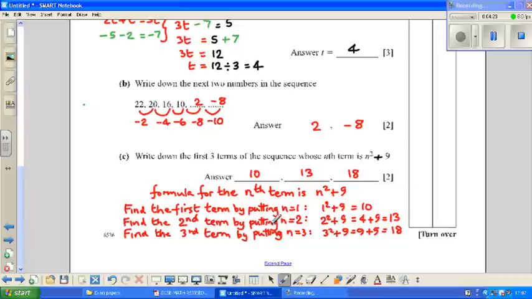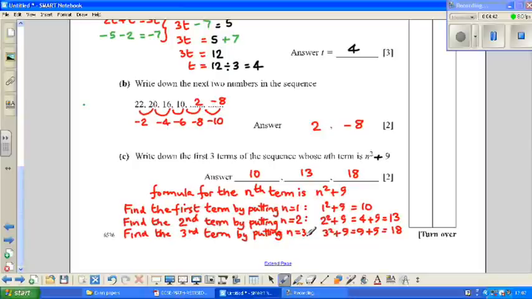For the second term, n is going to be equal to 2 now because it's the second term. So this time, anytime we see the n in the formula, we're going to substitute the number 2. So n squared becomes 2 squared plus 9. 2 squared is 4, add 9 is 13.